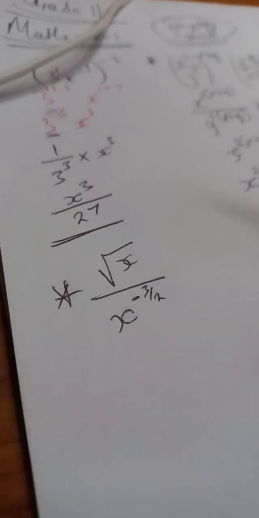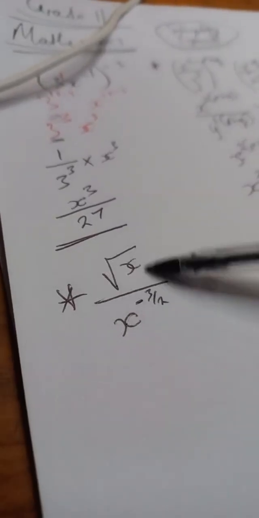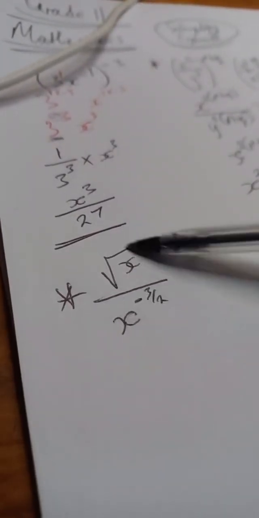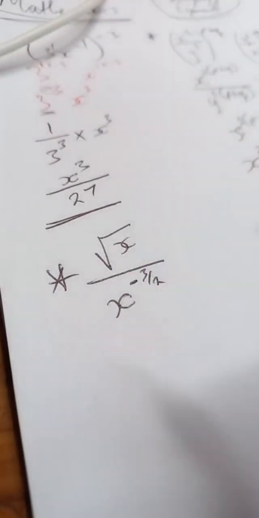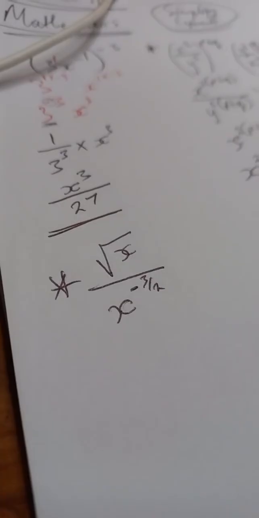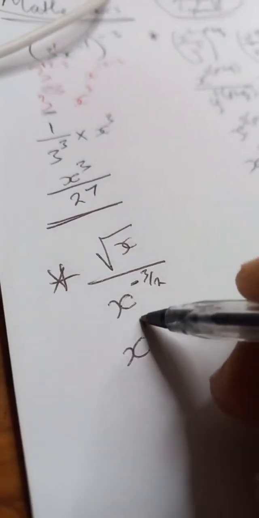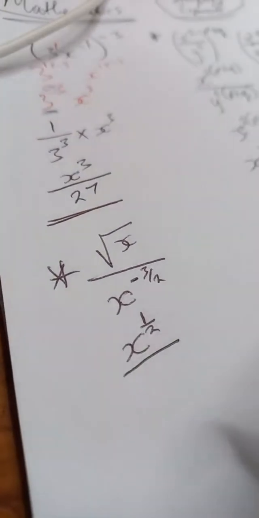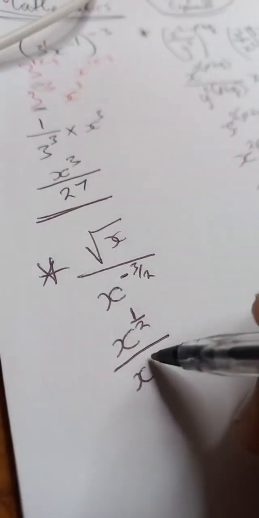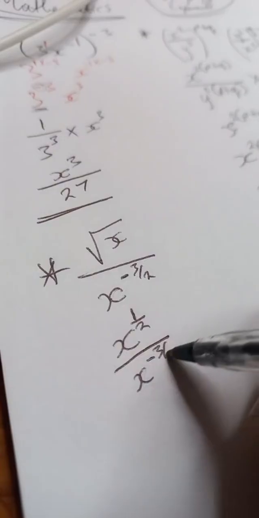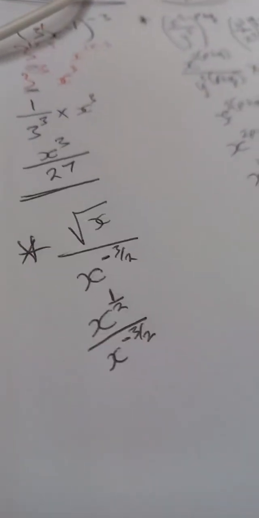Right. So what are we doing here? This guy can be changed, right? So let's change this guy. This can be changed to 1 over 2. So it's going to be x to the power 1 over 2 divided by x to the power negative 3 over 2, like this.